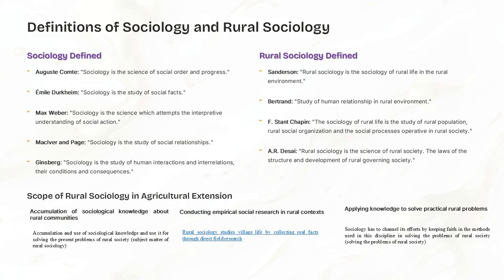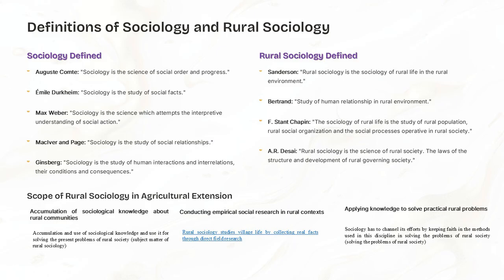Rural sociology defined. Sanderson: rural sociology is the sociology of rural life in the rural environment. Bertrand: study of human relationship in rural environment. F. Stuart Chapin: the sociology of rural life is the study of rural population, rural social organization and the social processes operative in rural society. A. R. Desai: rural sociology is the science of rural society, the laws of the structure and development of rural governing society.